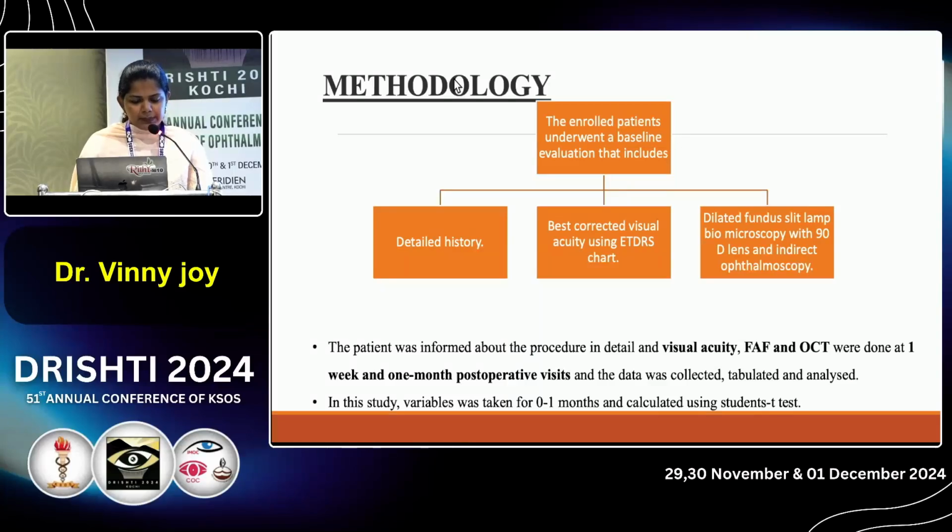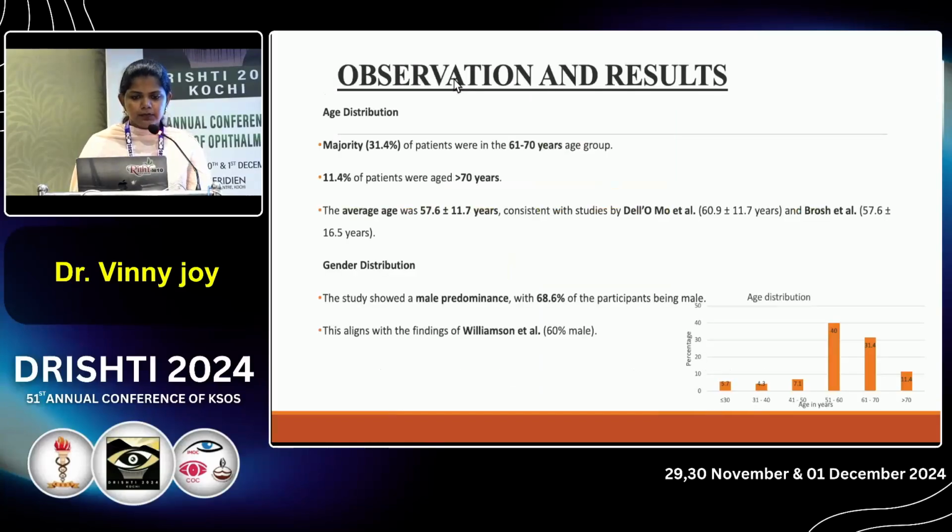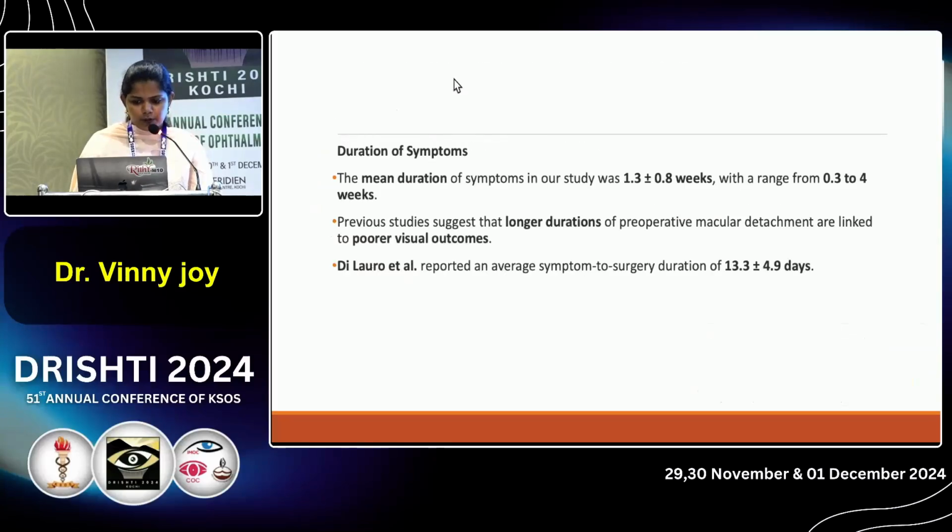In this study, variables were taken for 0 to 1 months and were calculated using student t-test. Coming to the observation and results: age distribution: majority of the patients were in the age group of 61 to 70 years, 11.4% were above 70 years, and the average age was 57.6 plus or minus 11.7 years, which was consistent with studies by Delomo et al. and Brosh et al. Gender distribution: the study showed a male predominance with 68.6% being male, and this aligns with the findings of the study done by Williamson et al.